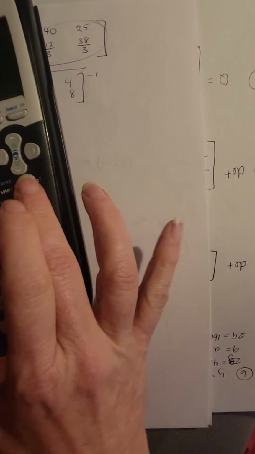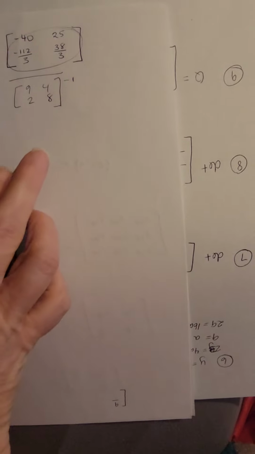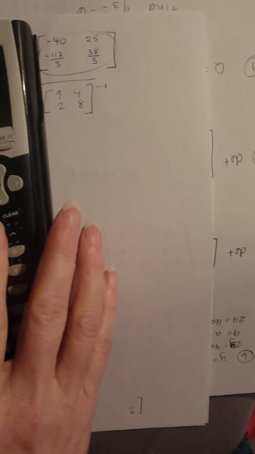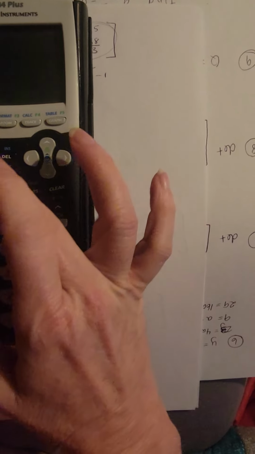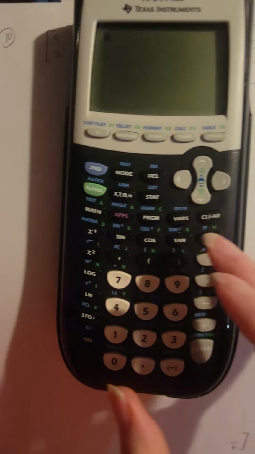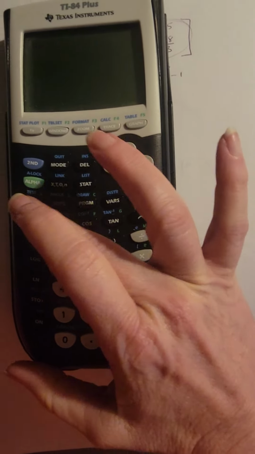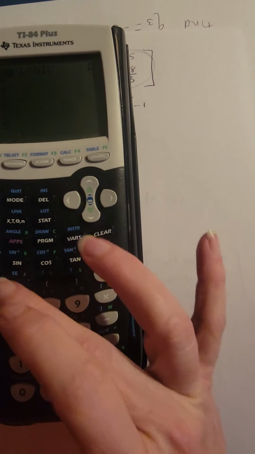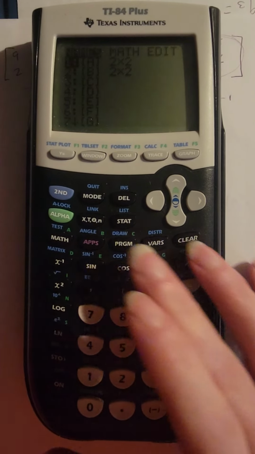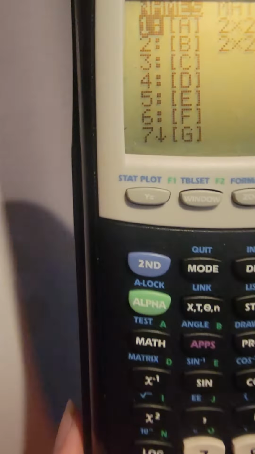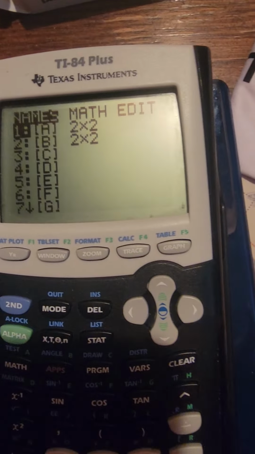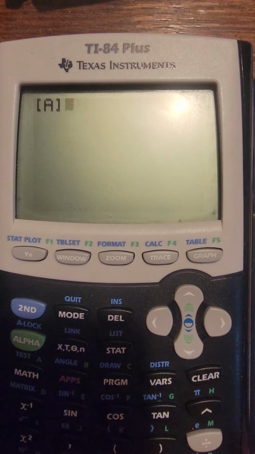So I put them in the calculator, and I put this one in as A, and then I need to multiply it by the inverse of the one I put in as B. I'm going to show you real quick that I put them in. So you can see it, matrix A. Let me see if I can move over this. That's a little bit more light. So matrix A.